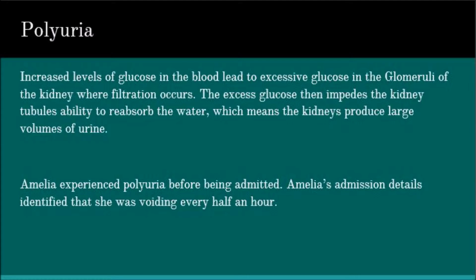Polyuria. Increased levels of glucose in the blood lead to excessive glucose in the glomeruli of the kidney where filtration occurs. The excess glucose then impedes the kidney tubules' ability to reabsorb the water, which means the kidneys produce a large volume of urine. Amelia experienced polyuria before being admitted. Amelia's admission details identified that she was voiding every half an hour.